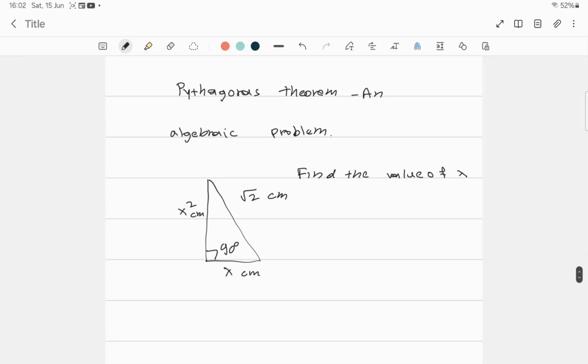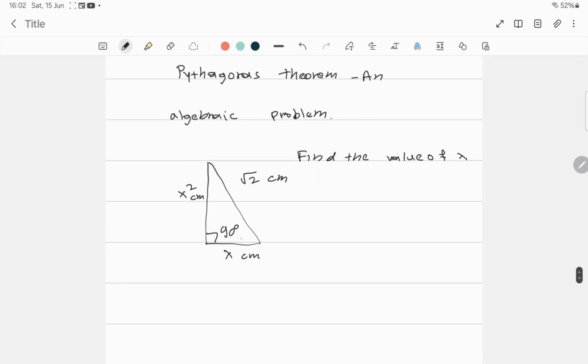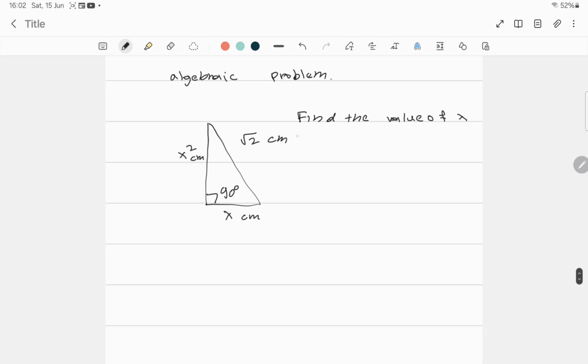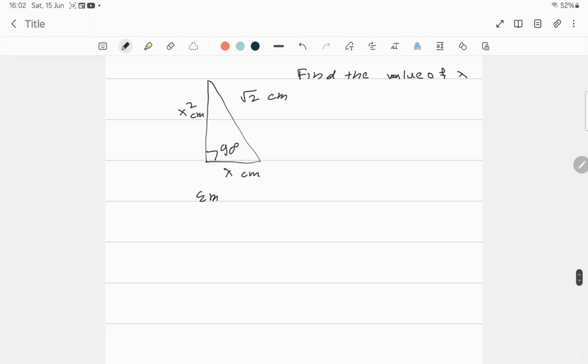In this video we have a Pythagoras theorem. We have an algebraic problem. We have this right triangle, and the two vertical sides are given in terms of x, and the hypotenuse is the square root of 2. We would like to find what is the value of x. So we employ the Pythagoras theorem.